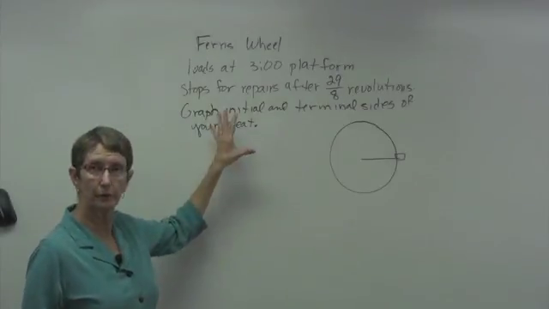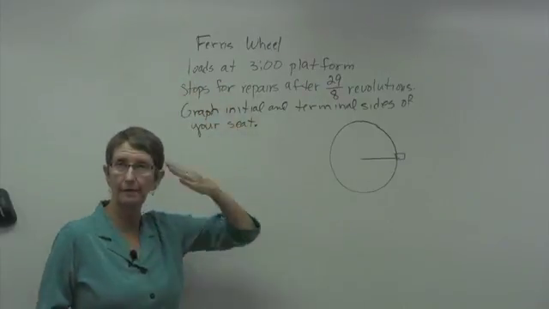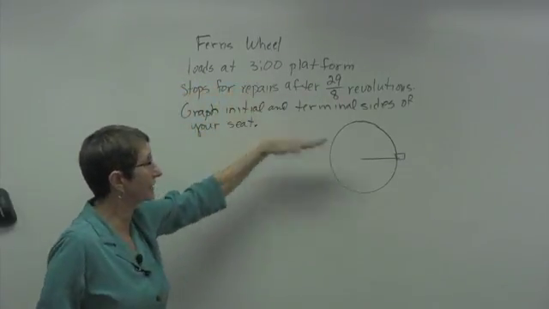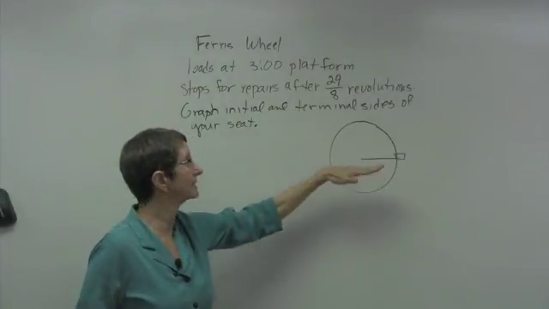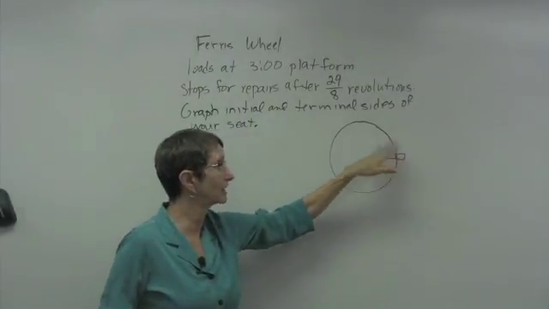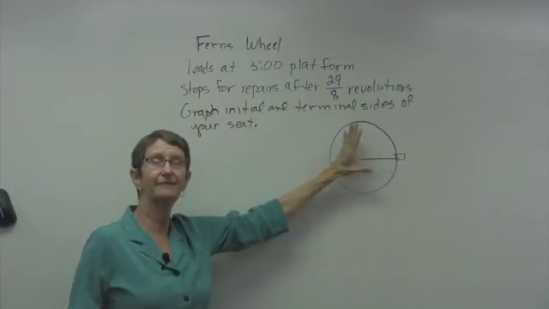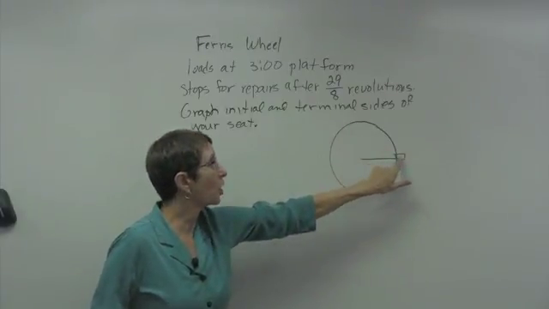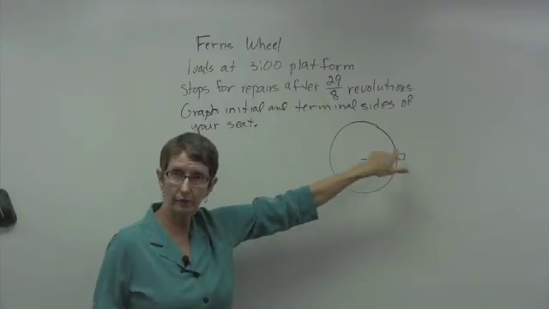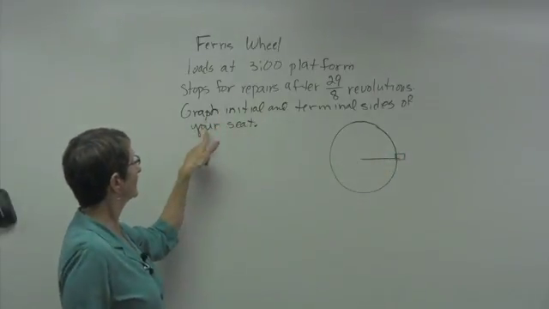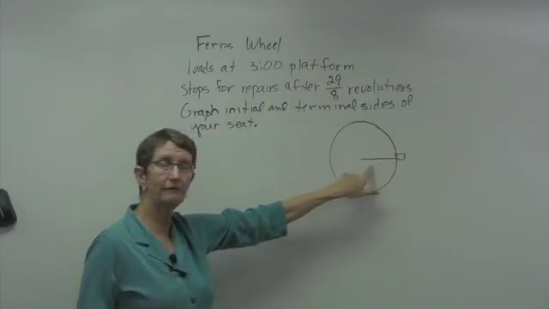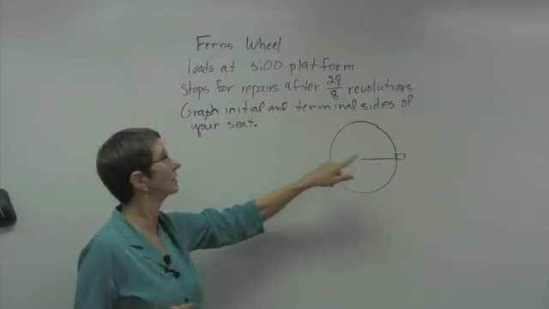Here we have the Ferris wheel problem that you'll see a couple of times in the lessons. This Ferris wheel loads at the 3 o'clock platform, and so the loading platform is over here at the 3 o'clock side, if you're thinking about a clock, not digital. This is your cart you're sitting in, so you load there and you start there. This says graph the initial and terminal sides. So this would be the initial side of your angle, standard position.